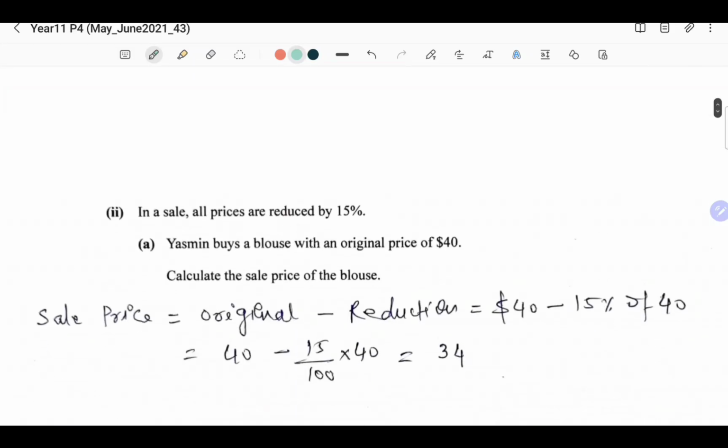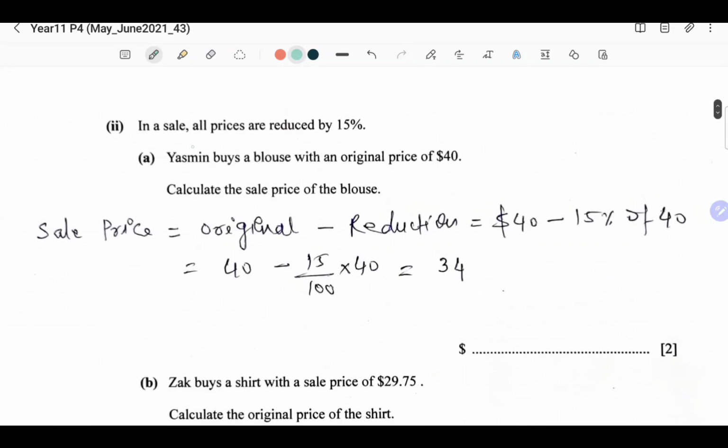One of the methods is perfect. Now come to the second question. In a sale, all the prices are reduced by 15%. Now Yasmin buys a blouse with an original price of $40. Calculate the sale price of the blouse. Now the blouse price has been reduced, so we can say sale price equals original minus, of course, the reduction. Original price was $40 and the reduction is 15%. So 15% of 40. So 40 minus 15/100 times 40, that is 34. Okay, this is one method as we know.